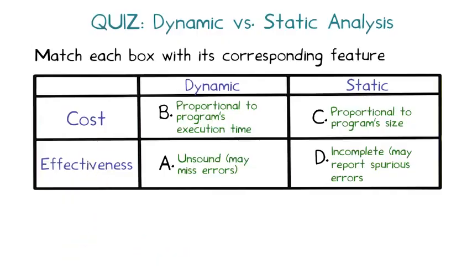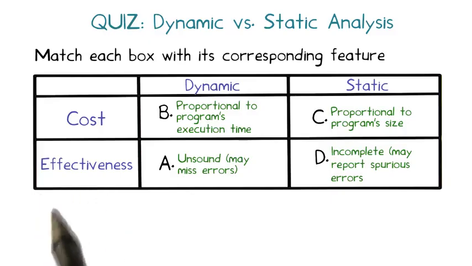Since dynamic analysis gathers information by running the program, its cost is proportional to the execution time of the program. A longer run thus costs more than a shorter one. Static analysis, on the other hand, gathers information by inspecting the program's code, and therefore its cost is proportional to the size of the program's source code. A larger program thus costs more than a smaller one.